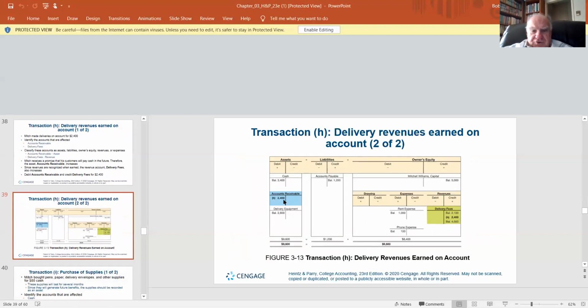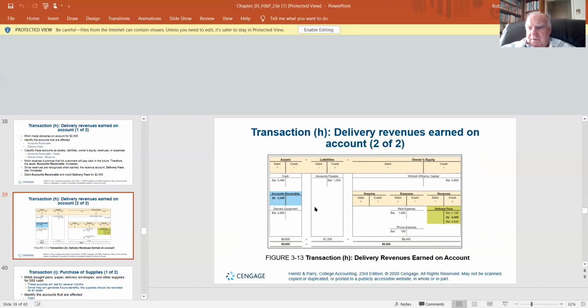So we've introduced a new asset here. We now have an asset called accounts receivable. These schools owe us $2,400, and we record that as revenue. Notice the revenue is recorded at the time we delivered the pizzas. It has nothing to do with when we get paid.